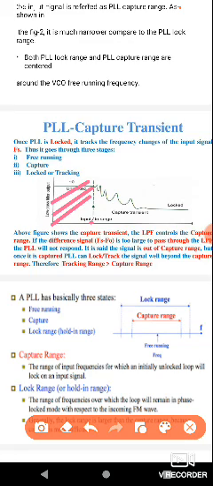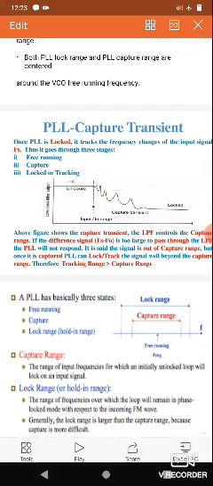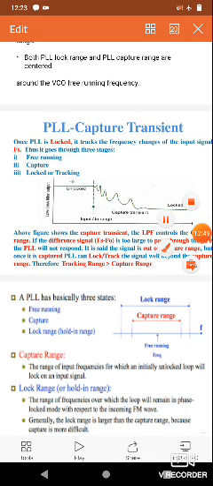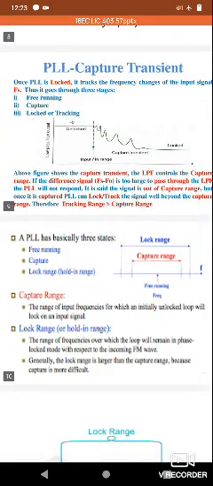Next, the capture range. In the capture range, we are applying some input to the signal. Next, the lock range. In the lock range, the input frequency is equal to the output frequency. The low pass filter output is equal to the input frequency. This is the locked range. In the unlocked range, no input is applied. In the capture range, some input is applied, the capture transient. In the locked range, the output is equal to the input.